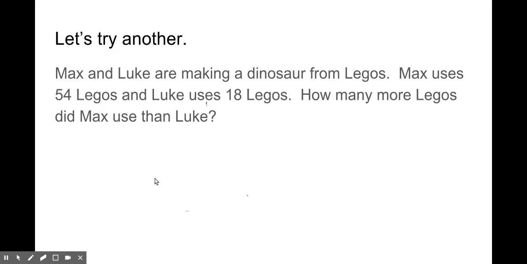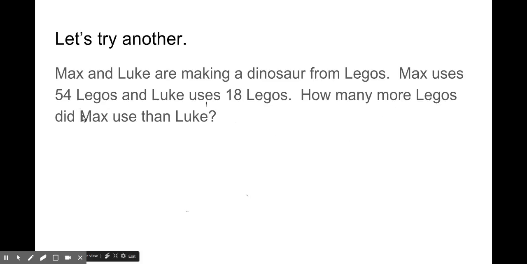So again, I'm thinking my way through it. Who are the characters in my story? I know the characters are Max and Luke. They're doing some building. They're building with some Legos. They're both making a dinosaur. Max uses some Legos and Luke uses some. I know that Max uses more than Luke. The question is, how many more?